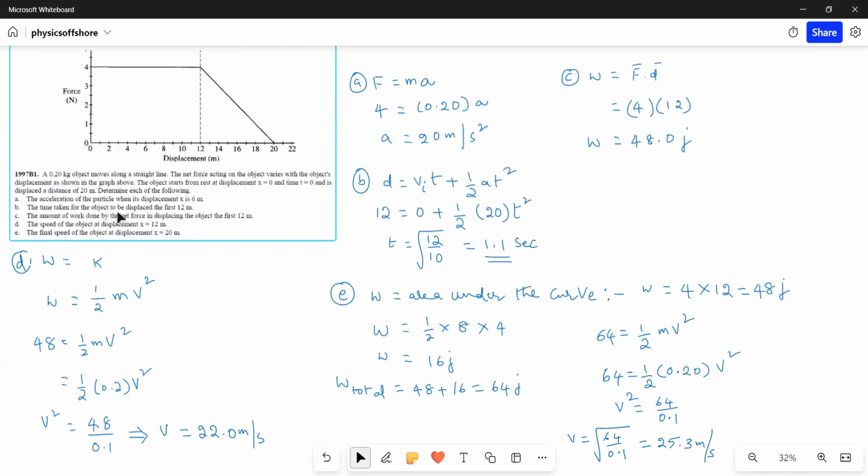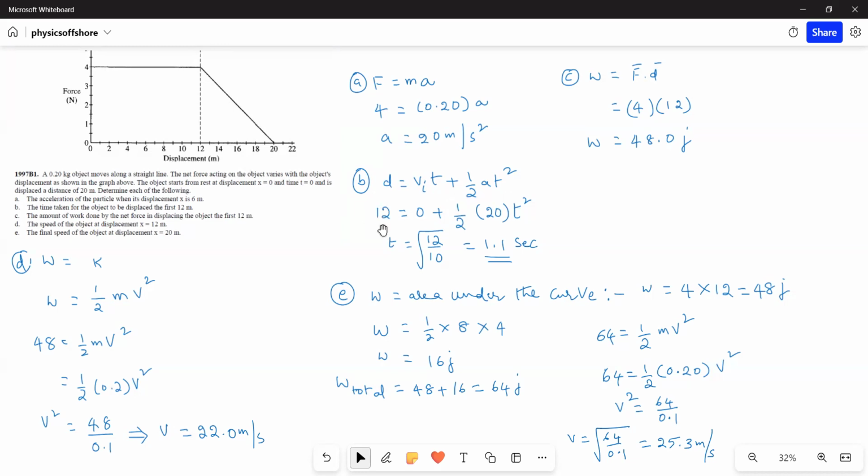The time taken for the object to be displaced the first 12 meters. To displace 12 meters, how much time is required? That is the question. So for that, we use the kinematic equation d equals v_i t plus half a t squared. Here, we are asked to find the time to displace 12 meters.